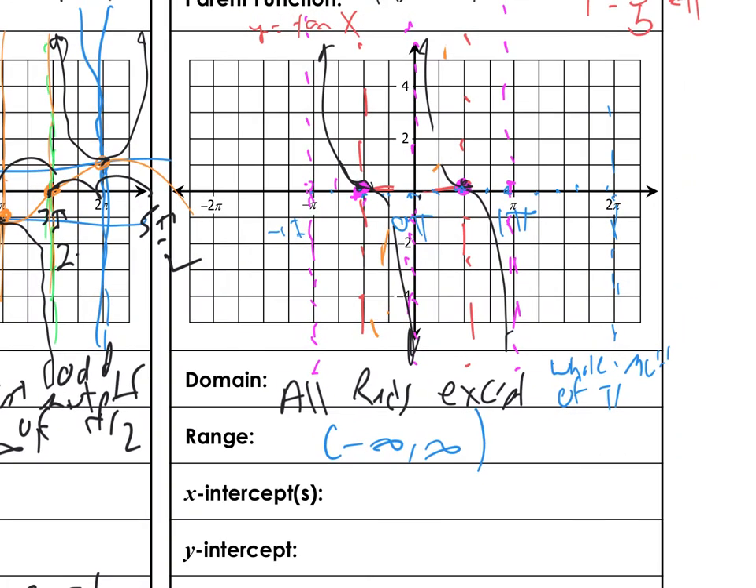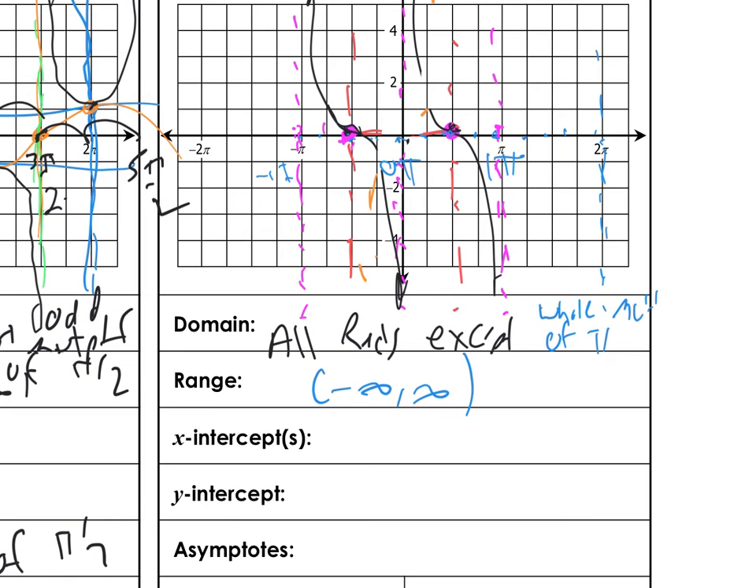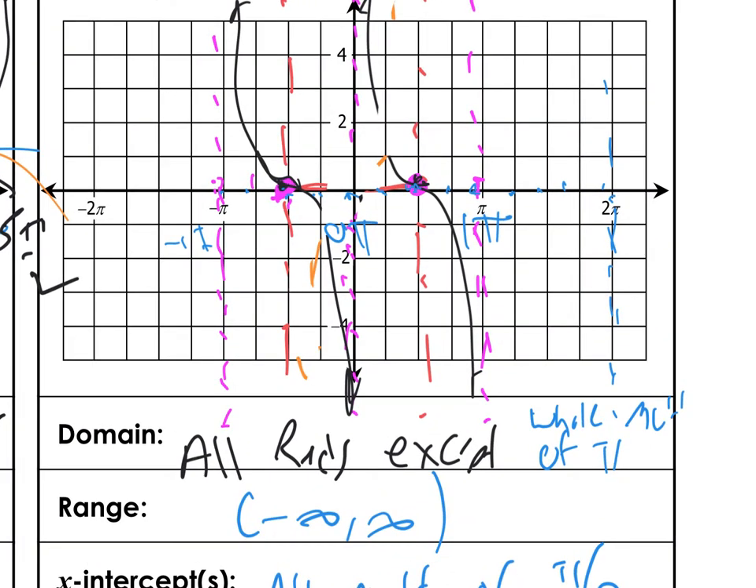X-intercepts, are there any? Yeah. I see 2 of them. Well, there's a lot, but the pattern is every half pi, isn't it? It is every half pi. All multiples of pi over 2, oh, that's not true. No, because 0 didn't get it.